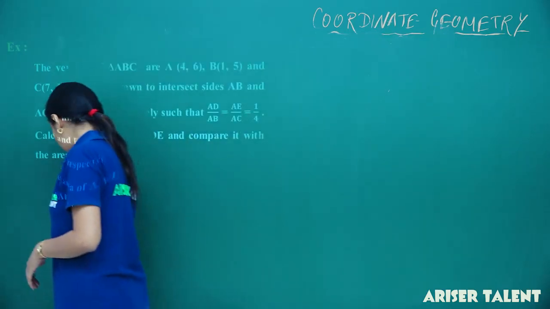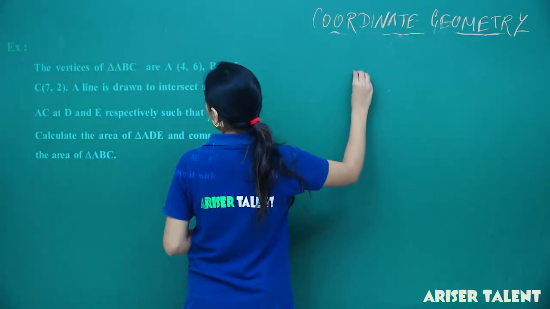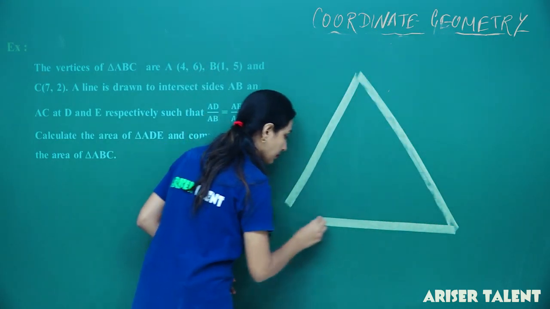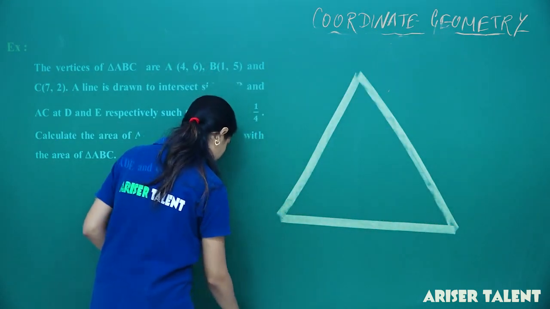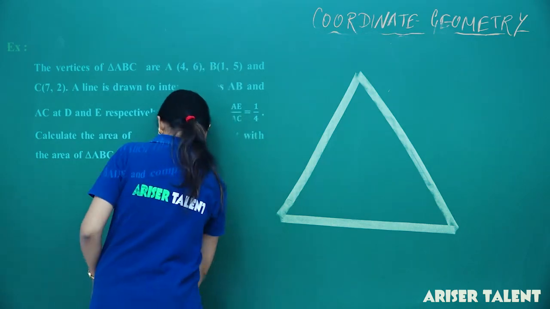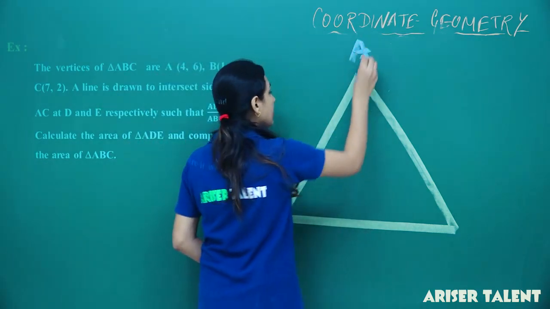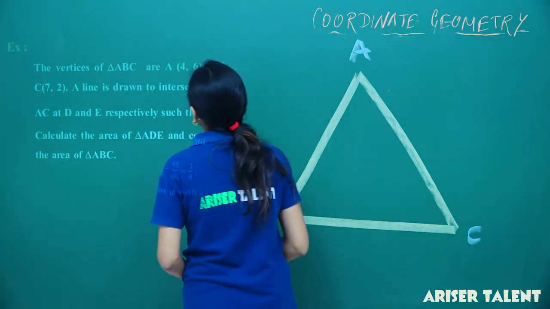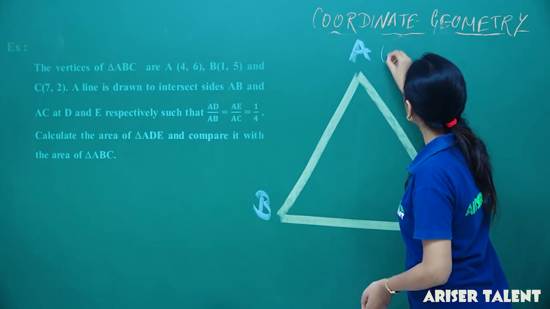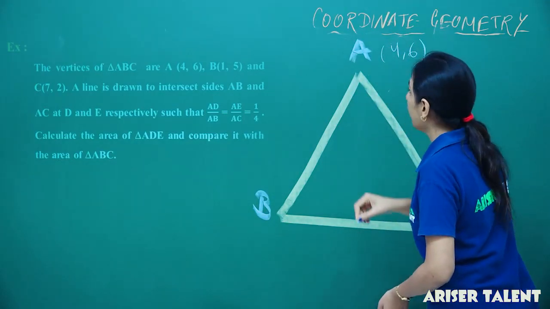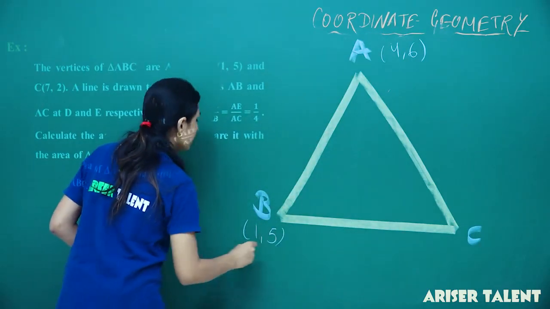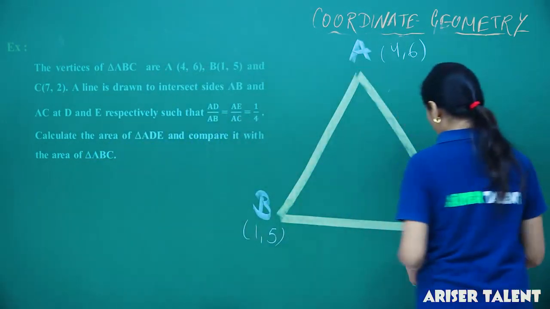So what is the question here? We are having a triangle ABC. We are here with a triangle which is A, B and C. Right. Now it's telling us that A is equals to what? 4, 6 and B equals to what? 1,5 and C is equals to what? 7,2.